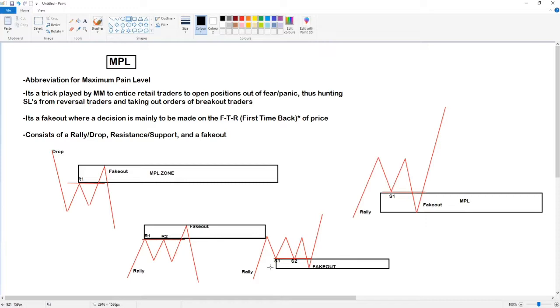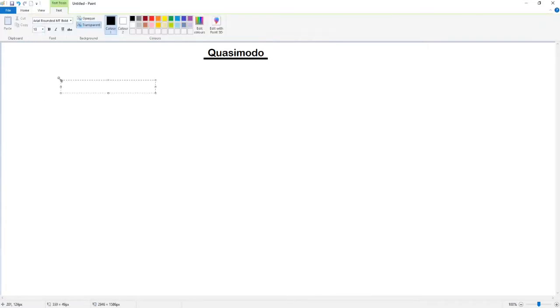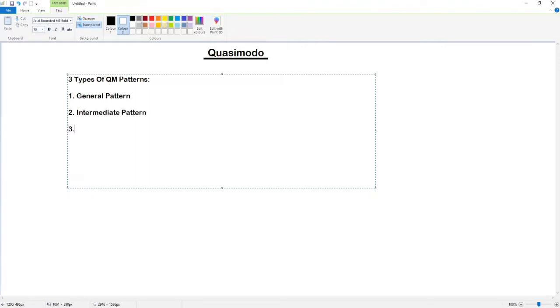Now, how is this relevant to Quasimodo? Let me delete everything and then we'll talk. I think I've hinted on the type of pattern that this is, especially in the ICT mitigation and breaker videos. So with Quasimodo patterns, there's 3 types of patterns. You have your general pattern, you have your intermediate pattern, and then you have your advanced pattern.